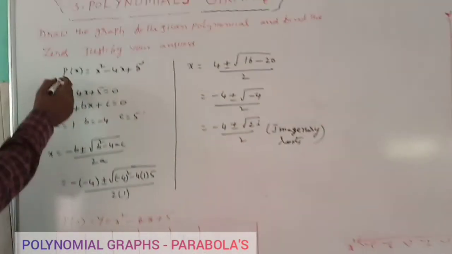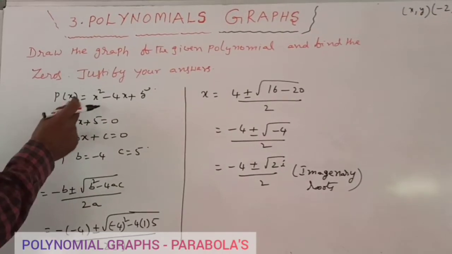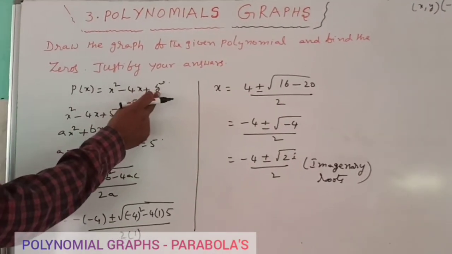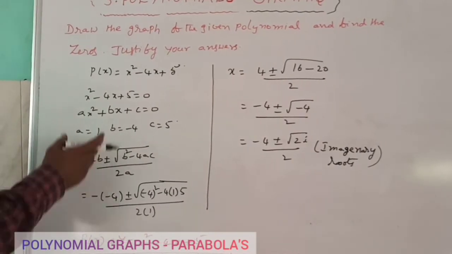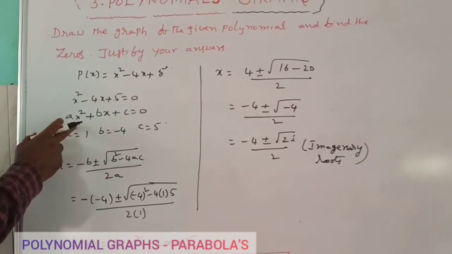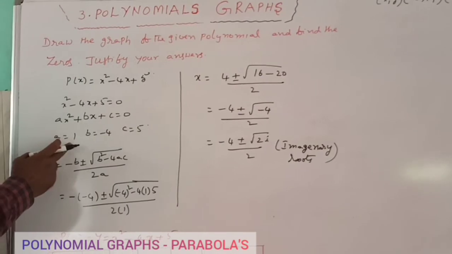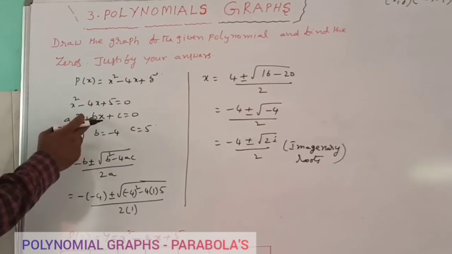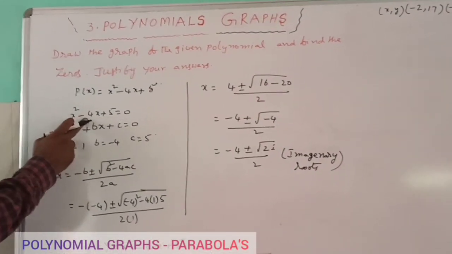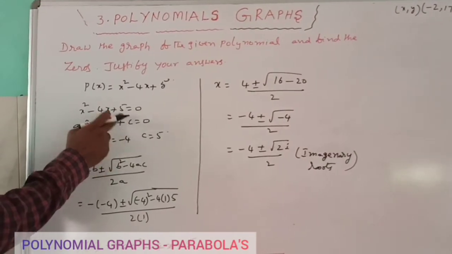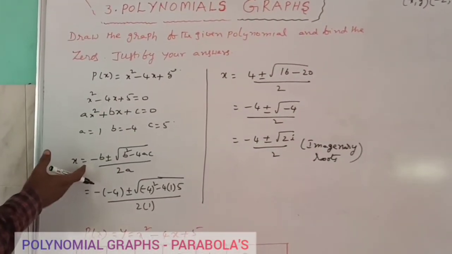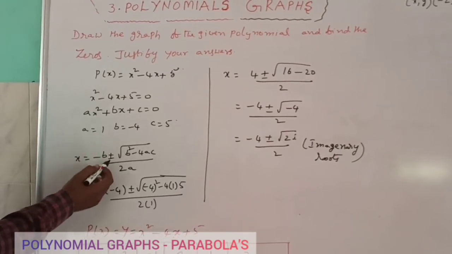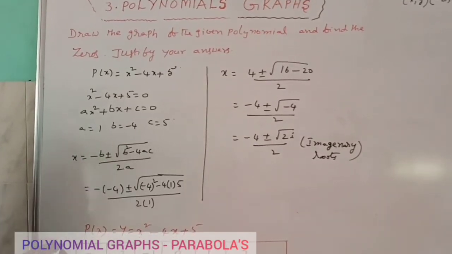Now draw the graph of p(x) equal to x square minus 4x plus 5. Comparing x square minus 4x plus 5 with ax square plus bx plus c equal to 0: a value is 1, b value, the x coefficient, is minus 4, and c, the constant value, is 5. So what is the roots formula? x equal to minus b plus or minus square root of b square minus 4ac by 2a.